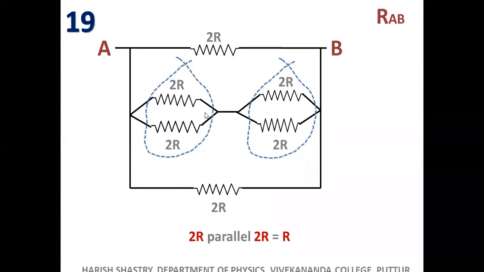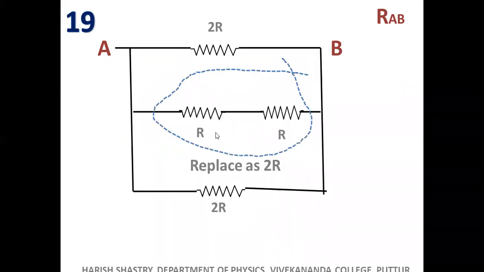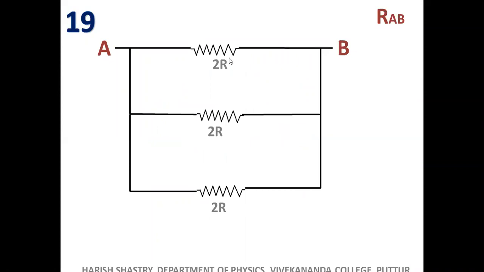Now 2R parallel to R, 2R parallel to R, 2R by 2, 2R by 2, that is R. R plus R, this is in series totally, R plus R, 2R. So I can replace it as R plus R, that is 2R, this 2R, this 2R, this 2R. These 2Rs are already present. So totally, there are 3 2Rs in parallel. So 2R by 3, R by N formula. So 2R by 3, that is the answer. So resistance between A and B.